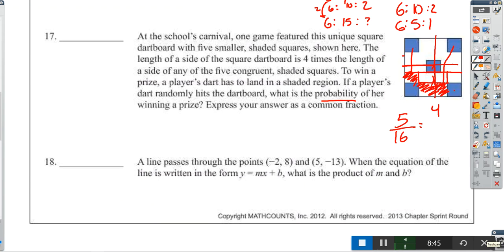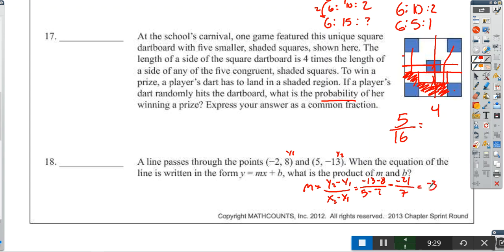So a line passes through (-2, 8) and (5, -13). When the equation of the line is written in the form y equals mx plus b, what is the product of m and b? All right, so we need to find the slope, we need to find the y-intercept. Slope is y2 minus y1 over x2 minus x1. So we get -13 minus 8. Oh, that's -21. Yikes. We have 5 minus -2. Oh, phew. That's 7. So we get -3 as the m value.